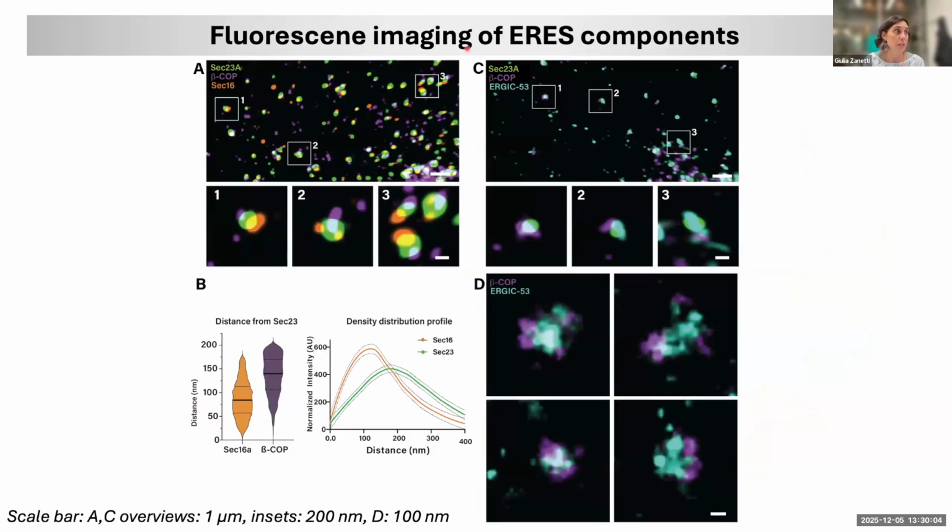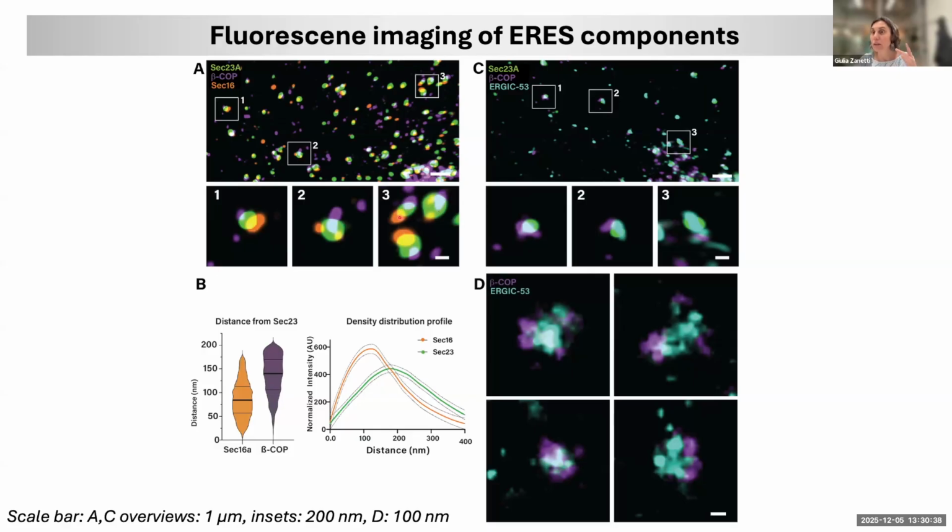So we did fluorescence imaging of ER exit sites components. This is 3-color, deconvolved confocal microscopy, where we have Sec23 in green, Sec16, which we use as a marker of ER exit sites on the ER membrane, and beta COP, which is one of the COP1 components. And you can see that these 3 proteins are always next to each other at the ER exit sites. They're not perfectly colocalizing, but they're always next to each other. And Sec23 tends to be in the middle.